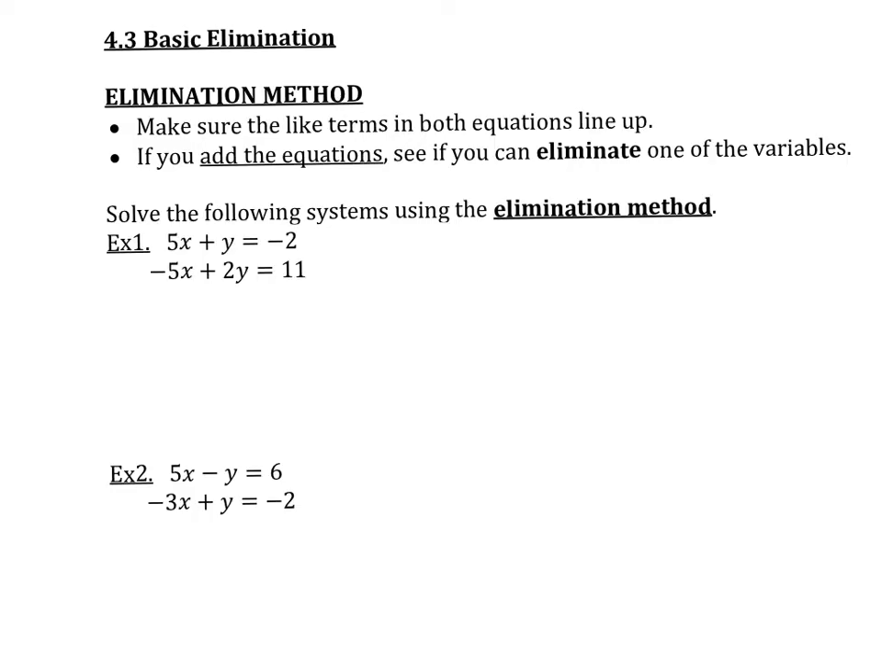On example one, we already checked the x's lined up, the y's lined up, the equals lined up, and the constants line up. So I can go ahead and add down by column to combine the like terms. If I do 5x minus 5x, that's 0, so these cancel. I'm going to go to the next column. This is positive 1y plus 2y. That gives me 3y. Equals comes down, and negative 2 plus 11 is 9. So I get 3y equals 9.